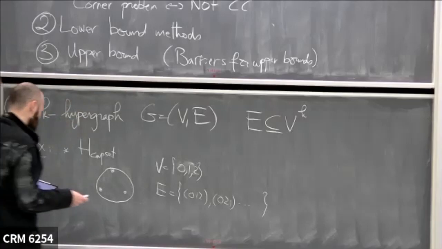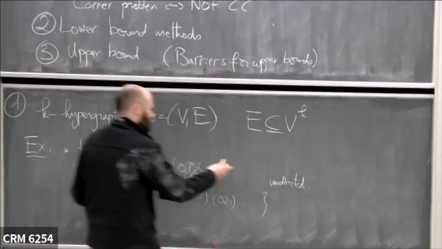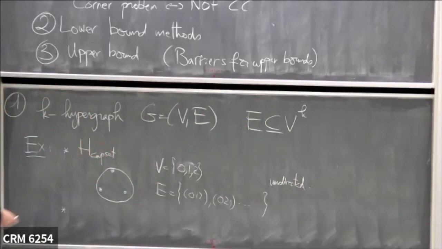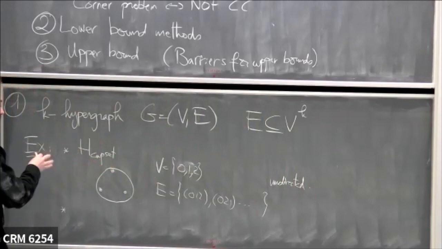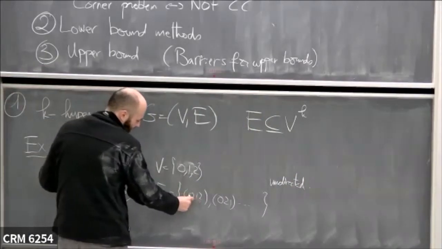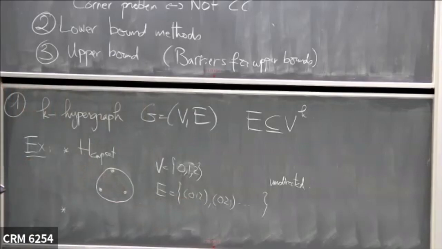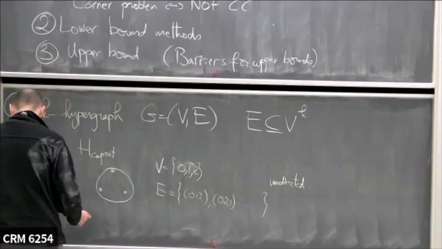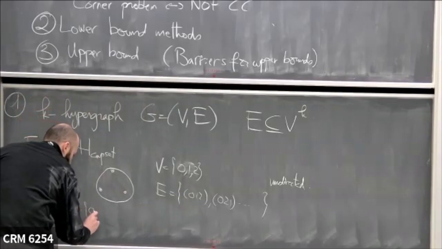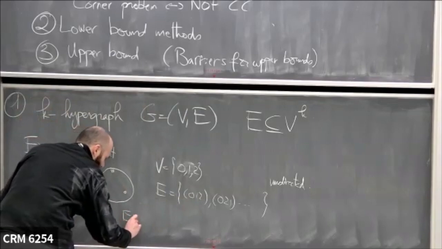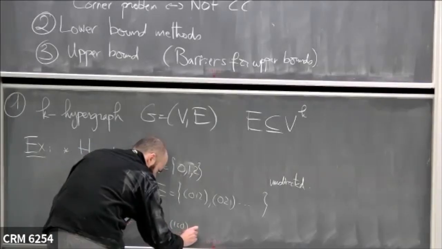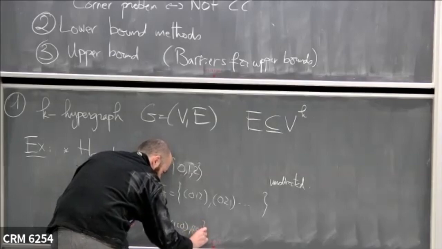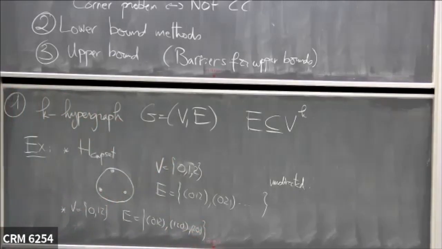This is what I call an undirected hypergraph. I think the most common definition of hypergraphs is usually undirected, but here we'll also have directed hypergraphs, in the sense that if I have a tuple, I don't necessarily have all its permutations. For example, I can take V = {0, 1, 2} and take the corresponding edges to be (0, 1, 2), (1, 2, 0), and (2, 0, 1). This is an example of a directed hypergraph.